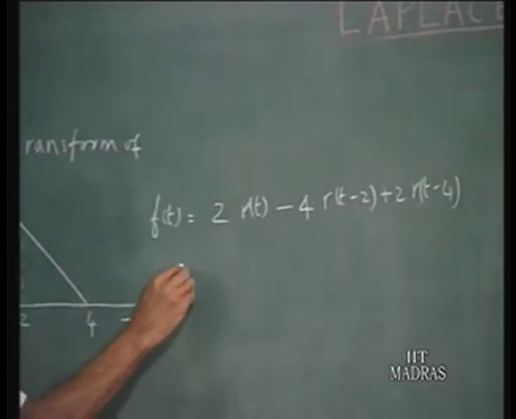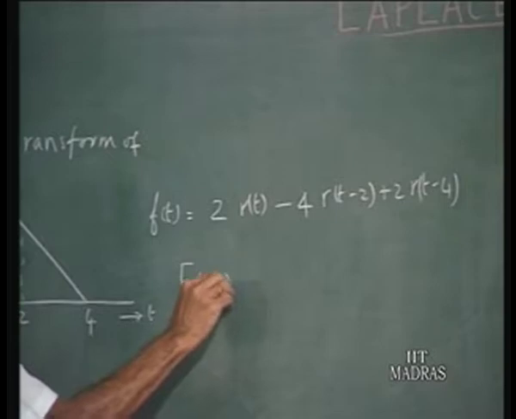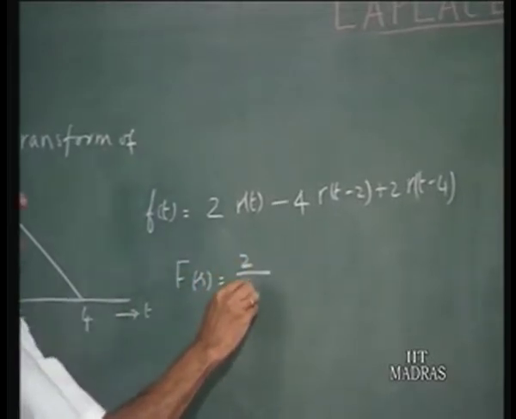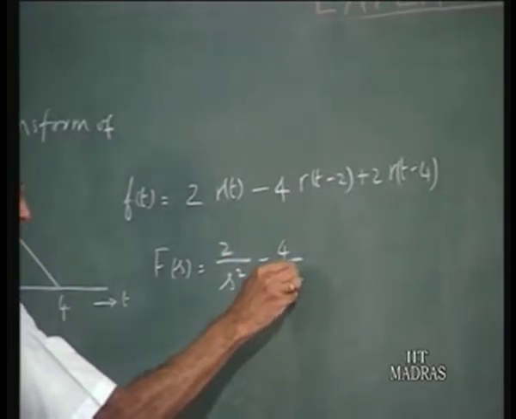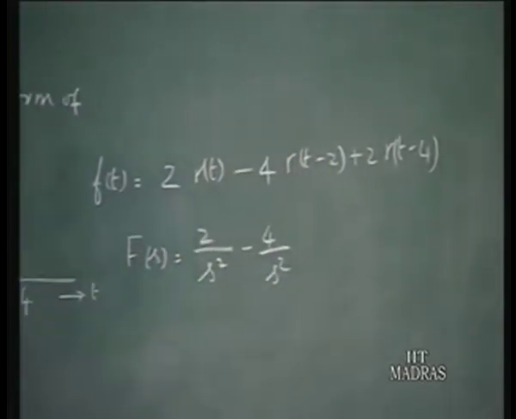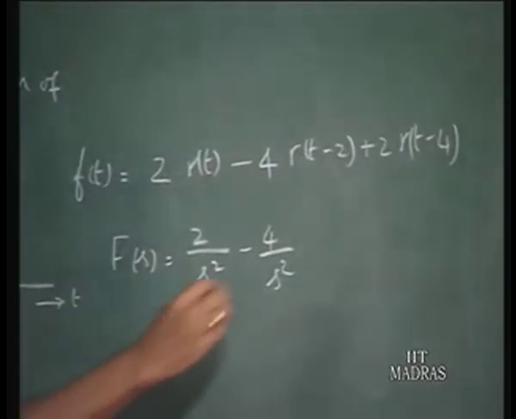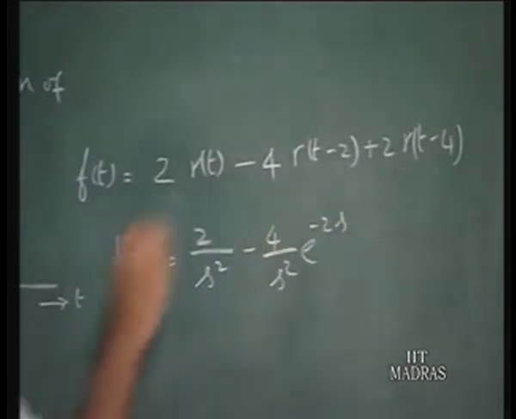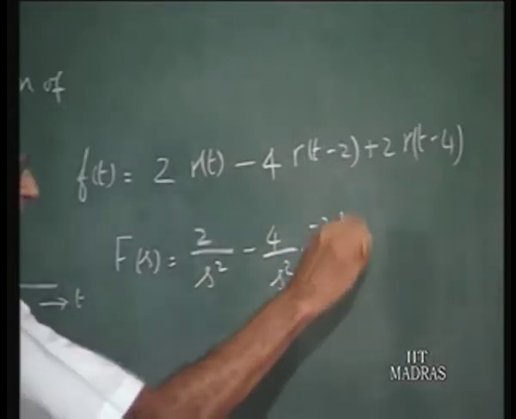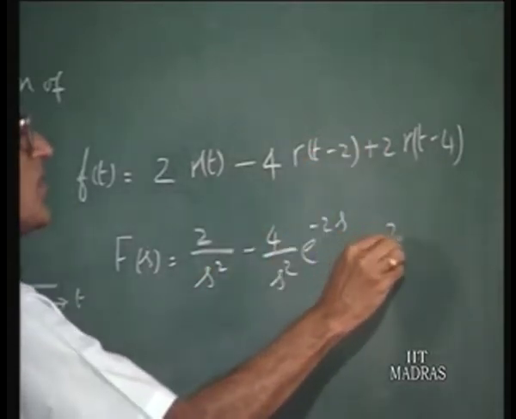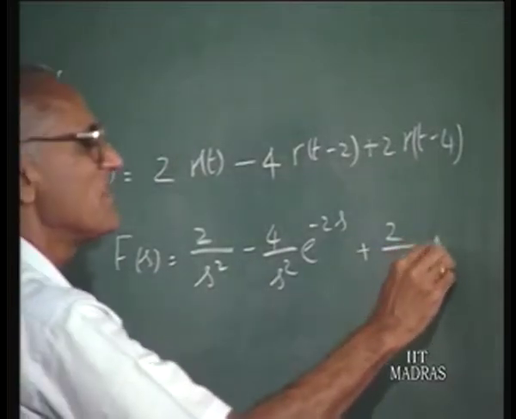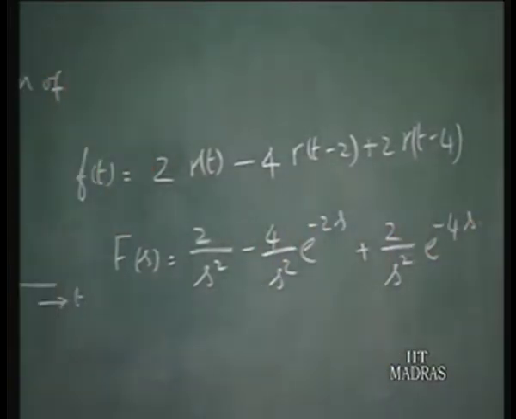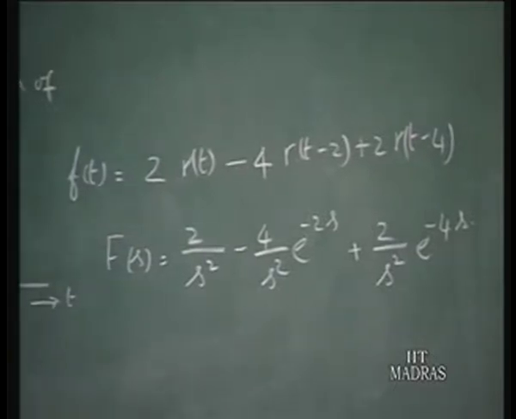Therefore, we can find F of s as 2 upon s squared minus 4 upon s squared would be the Laplace transformation if it had been 4 r(t), but since this is delayed by 2 units, you must introduce e to the power of minus 2s. And this has a ramp of 2 units, therefore 2 over s squared is the basic Laplace transform of the ramp function, but since it is delayed by 4 seconds, you must introduce e to the power of minus 4s. So that would be the Laplace transformation of this.